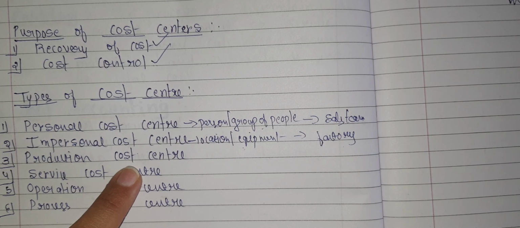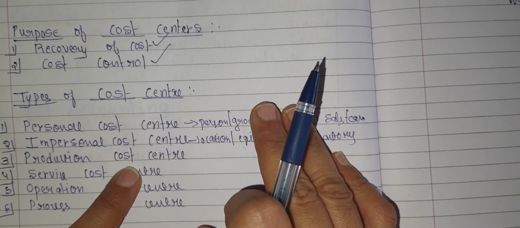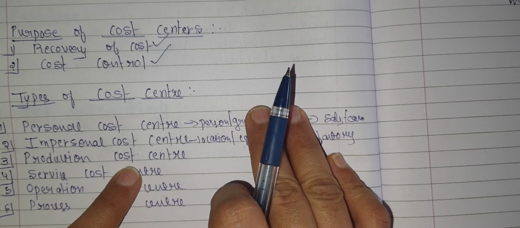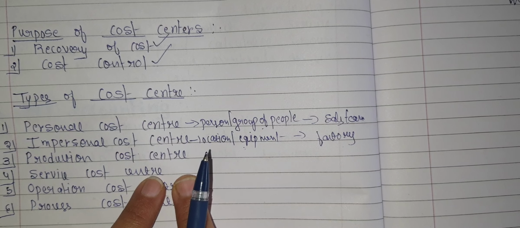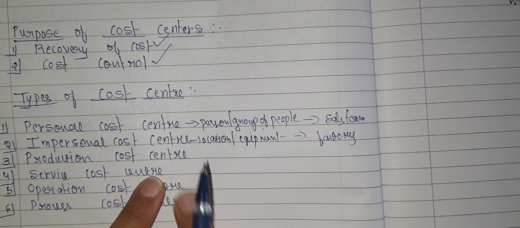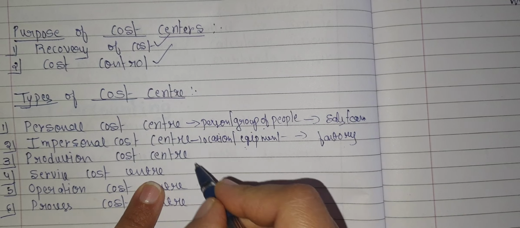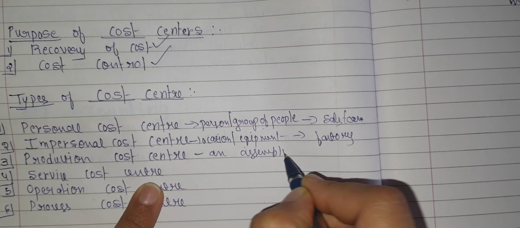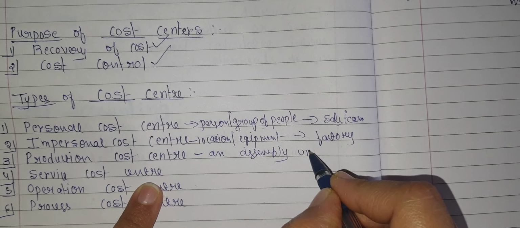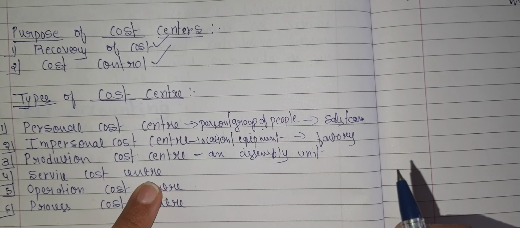Next one is production cost center. It means a cost center that is directly involved in production. Directly involved in production, that is called a production cost center. For example, an assembly unit that is directly involved in production.